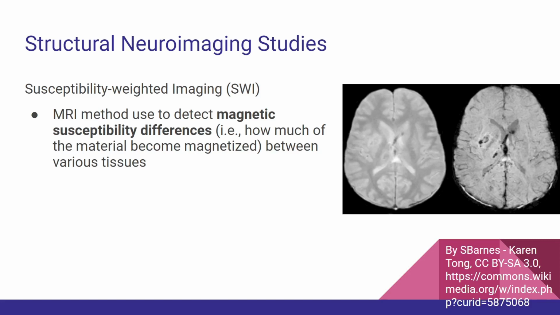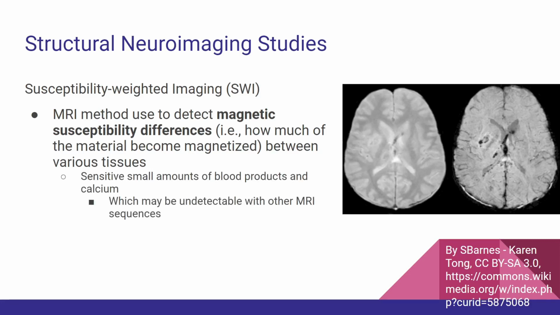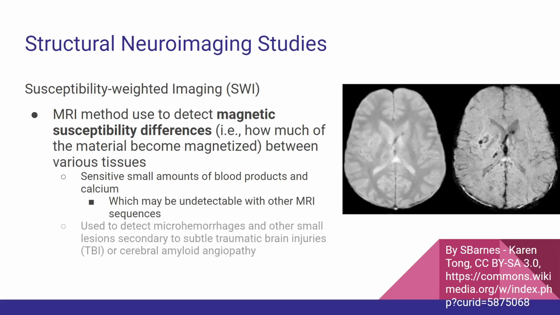the material has become magnetized between various tissues. It's sensitive to very small amounts of blood products and calcium, which are things that may not be detectable by other MRI sequences. So given this sensitivity, it can be used to detect microhemorrhages and other small lesions secondary to subtle traumatic brain injuries, or cerebral amyloid angiopathy.